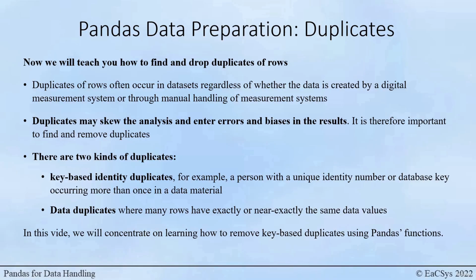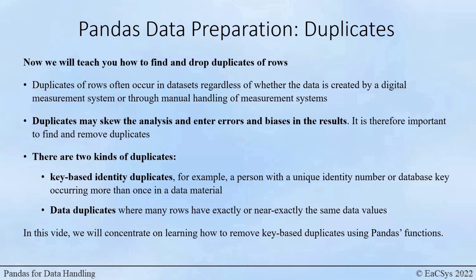Duplicates of rows may enter the records or values of datasets regardless of whether the data is created by detailed measurement systems or stems from manual handling of measurement systems, or we should say data systems. One of the greatest sources of duplicates is when you try to join several different data frames from several different data sources together into one single data frame for analysis.